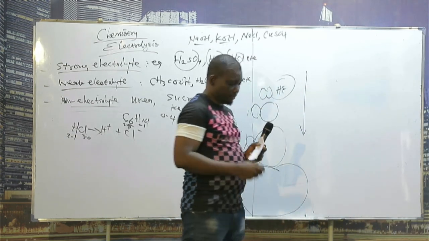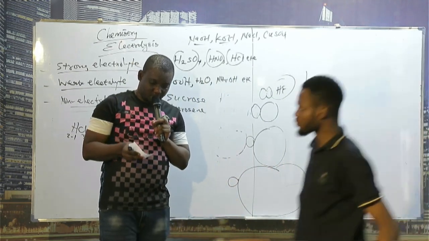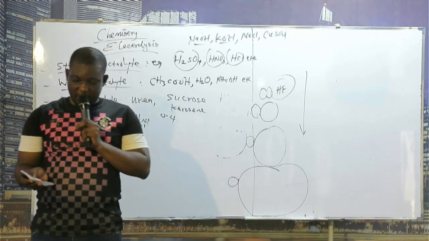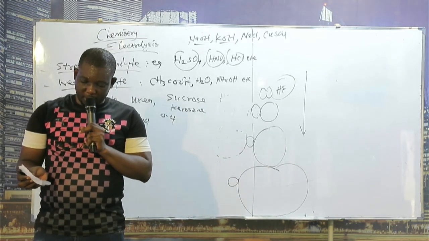Okay, let me see this question. Uncle, please, ethanoic acid is a weak acid. It's a weak electrolyte. And ethanol is not an electrolyte. Please, what is their difference?